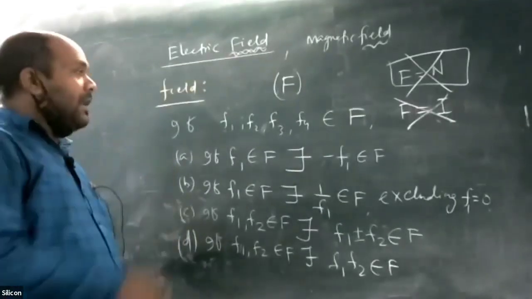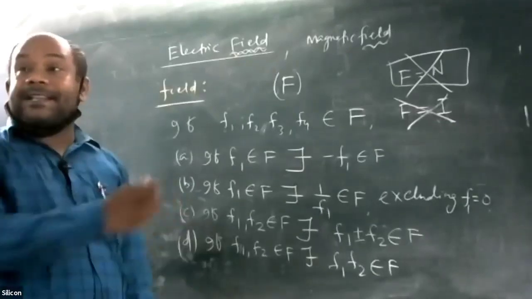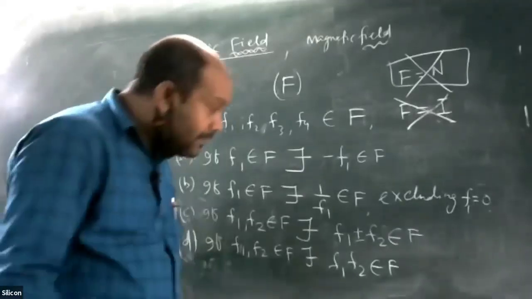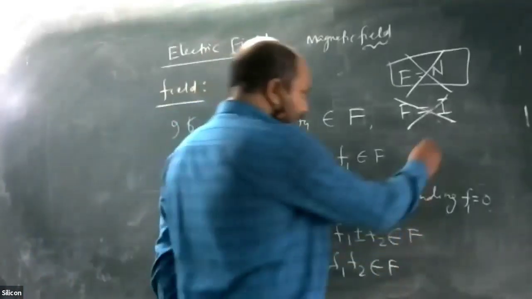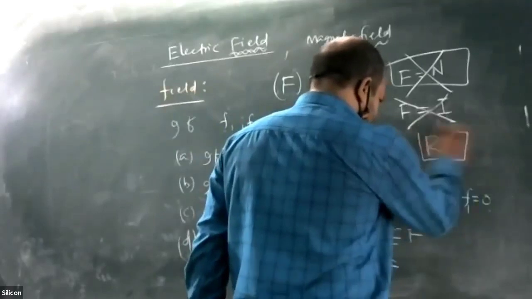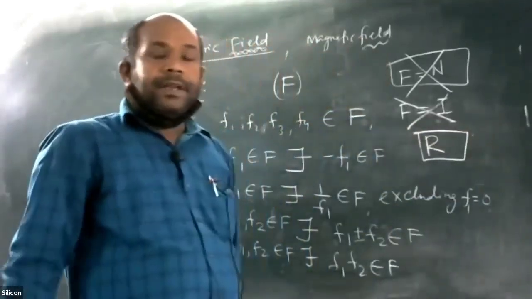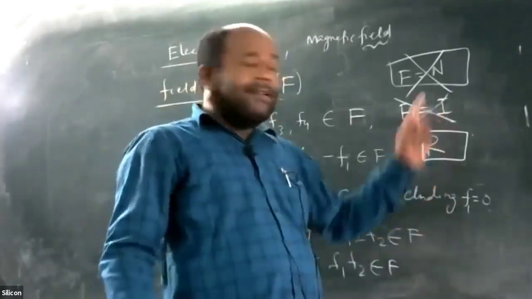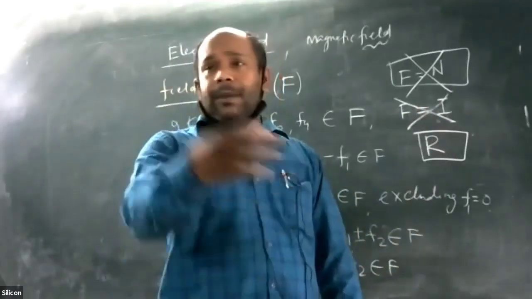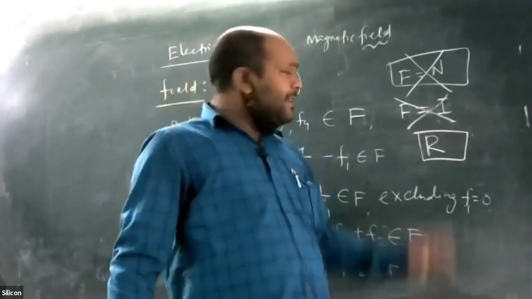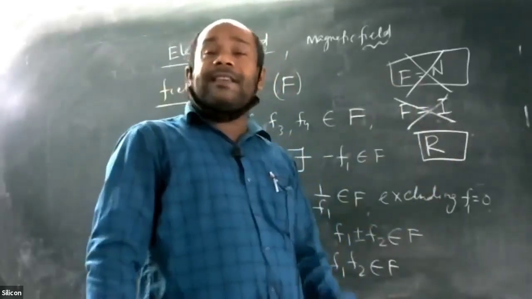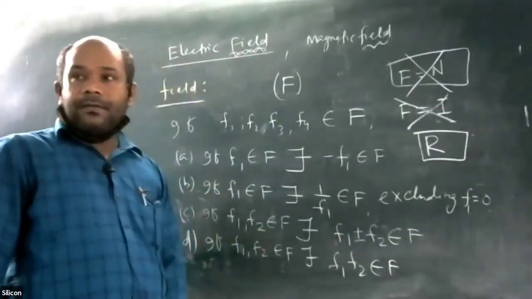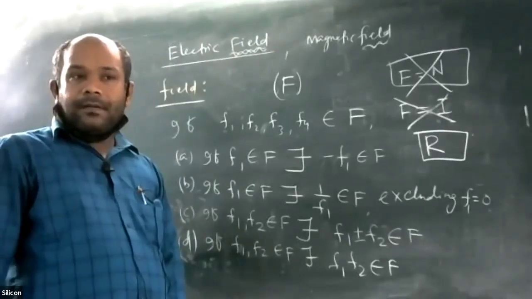Okay, you tell me now which set will satisfy all these criteria. Real number set. Very good. Is the real number set a finite set or an infinite set? How many elements are in your real number set? Infinite number of elements are there. That means this is an infinite set and we can say this is an infinite field. Okay. Any other field do you know? Any other field?